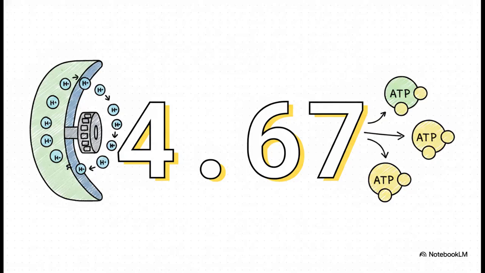For your university-level understanding, you're really going to want to remember this exact stoichiometry. The ATP synthase motor requires 14 protons to complete 1 full rotation, and 1 full rotation produces exactly 3 molecules of ATP. So if you divide 14 by 3, you get a precise ratio of 4.67 protons translocated per single ATP synthesized. It's just a beautifully precise mechanical ratio.